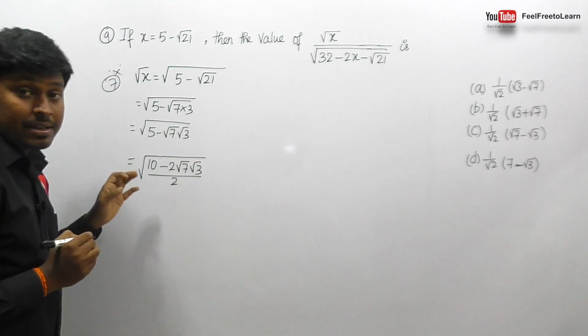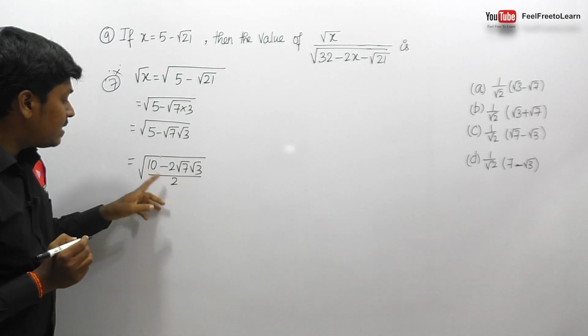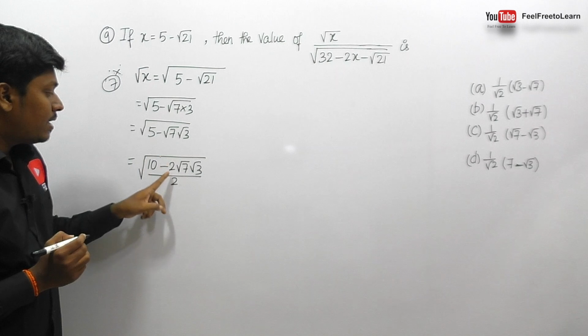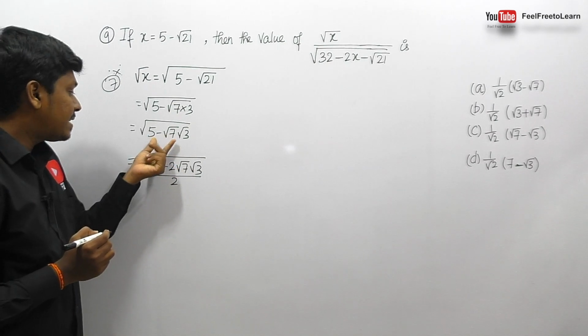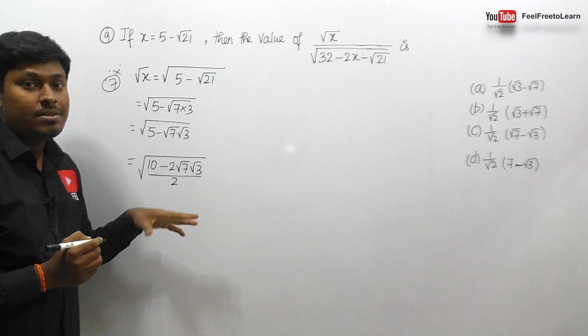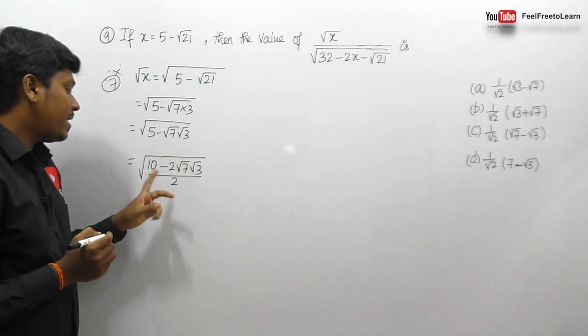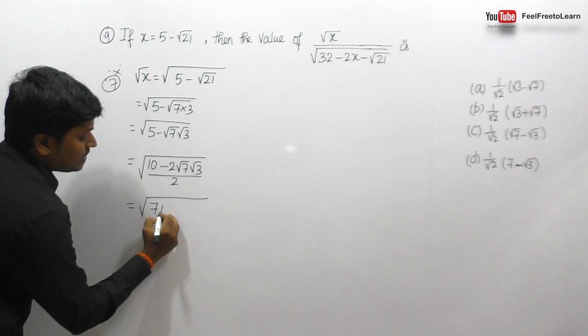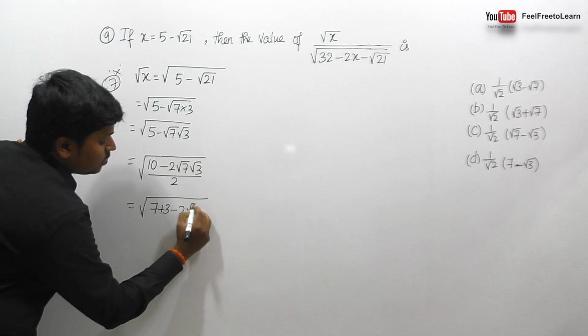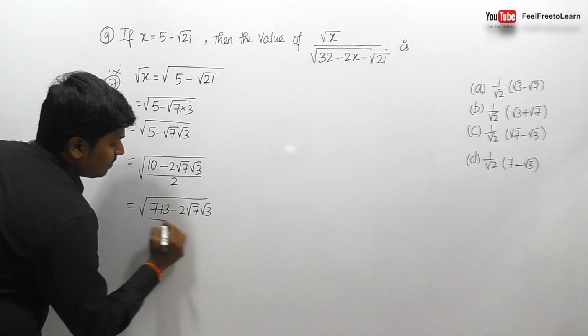Friends, are you able to understand this concept? If we divide 10 by 2, the result will be 5. If I divide this 2 by 2, the result will be 1. So I'm writing the expression like this in order to convert it into the format of (a minus b) the whole square. This 10 can be written as 7 plus 3, so 7 plus 3 will be 10, minus 2 root 7 root 3 divided by 2.